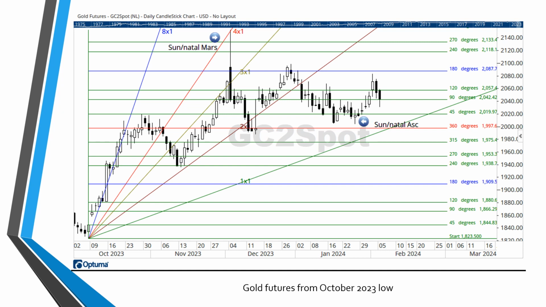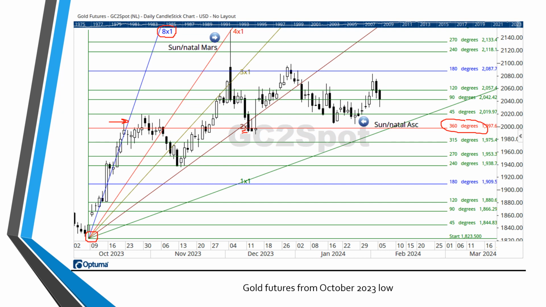All right, gold futures. Again, my start point, those October 2023 lows. And you can see that from that low pivot point, the price of gold followed the 8x1 Gann fan line. After one complete revolution of the square of 9, it hit a point of overhead resistance. It fell down. It found support at the Gann 2x1 line. And then it started to rally. And it generally followed the slope of that 2x1 line.